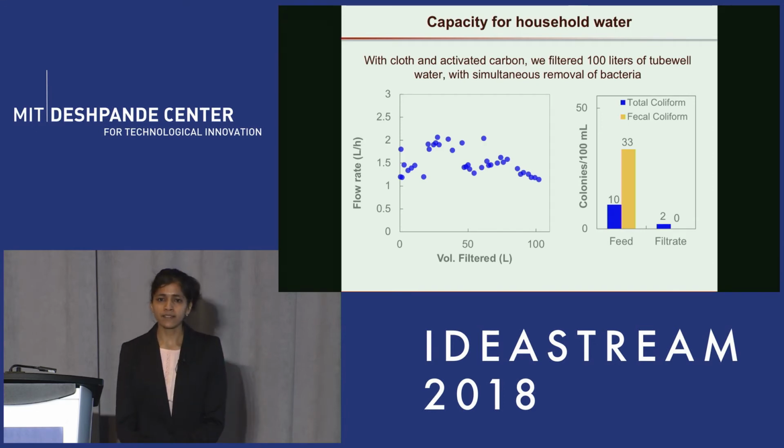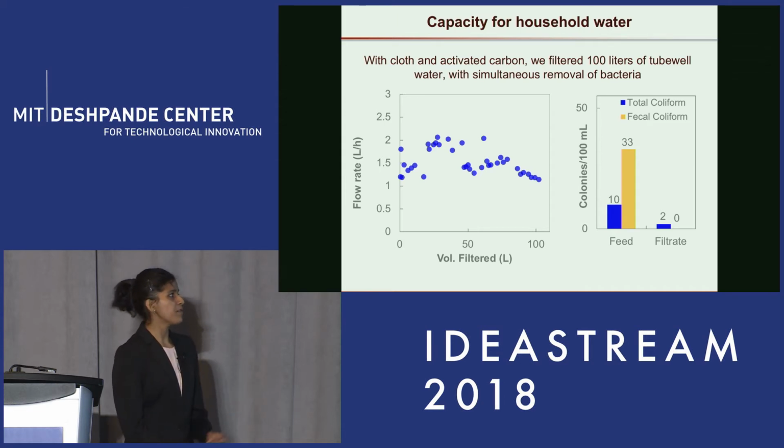In terms of total capacity, we also tested these filters with groundwater, which accounts for 80%, 85% of the water used in India. And we were able to filter about 100 liters at consistent flow rates of about 2 liters per hour. And we were also able to demonstrate simultaneous removal of bacteria.